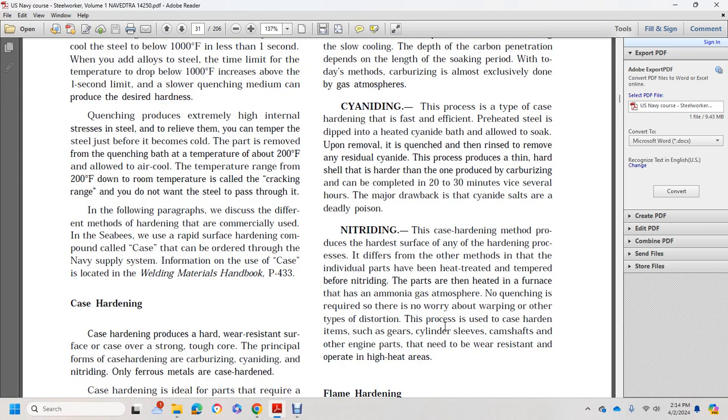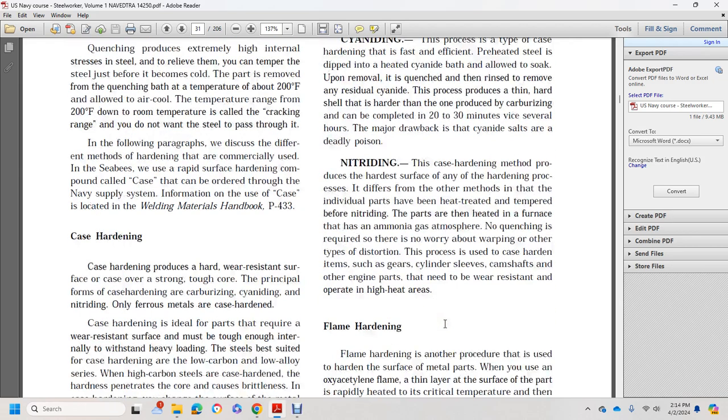Nitriding. This case hardening method produces a hard surface without any further hardening process. Unlike the other methods, the individual parts are heat treated and tempered before nitriding. The parts are heated in a furnace with an ammonia gas atmosphere. No quenching is required, so there is no worry about warping or other types of distortion in the process. Case hardened items include gears, cylinders, sleeves, camshafts and other engine parts that need to be wear resistant and operate in high heat areas.